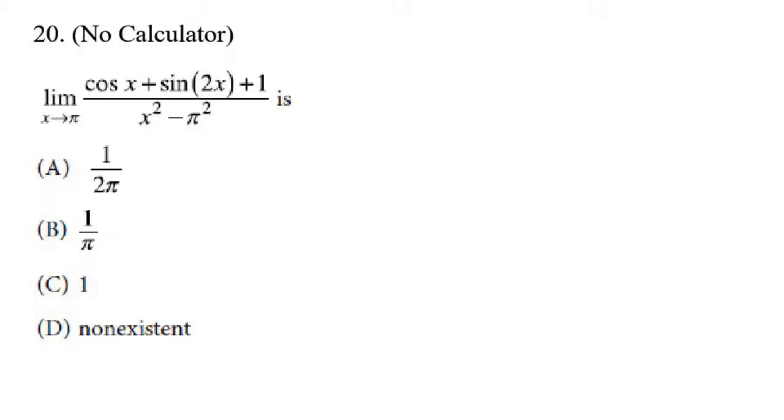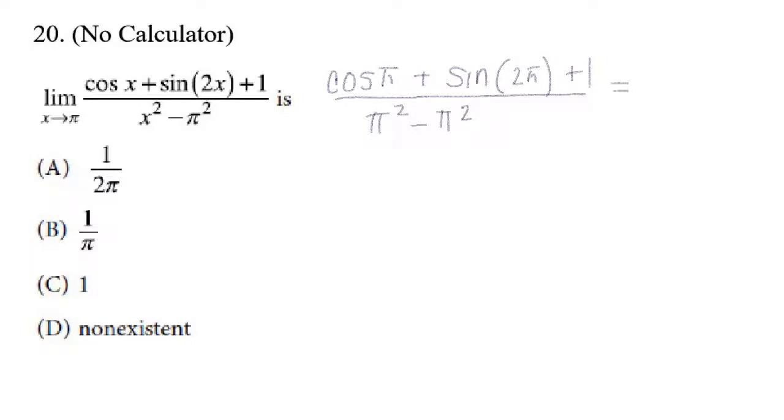Okay, number 20. Let's see, with this limit, I would go ahead and plug in. That's always a good place to start. So if we plug in, we have cosine of pi plus sine of 2 pi plus 1 all over pi squared minus pi squared. So pretty quick, I see the denominator is 0.